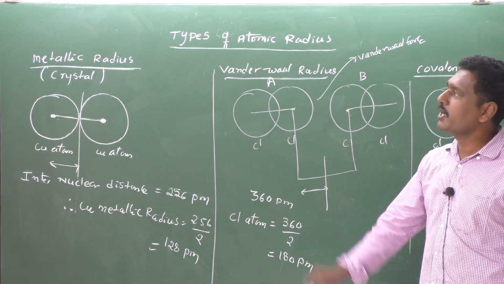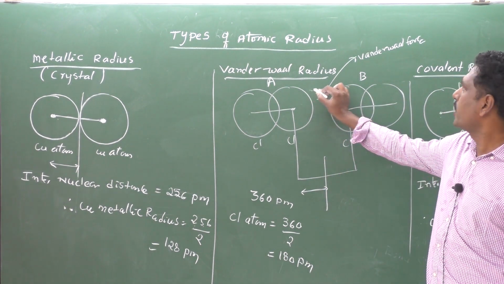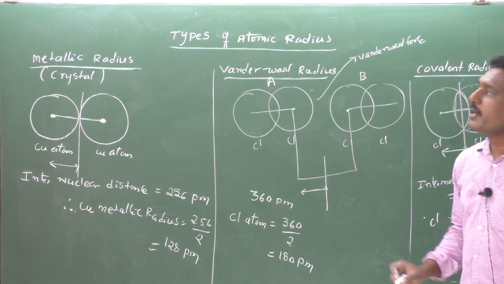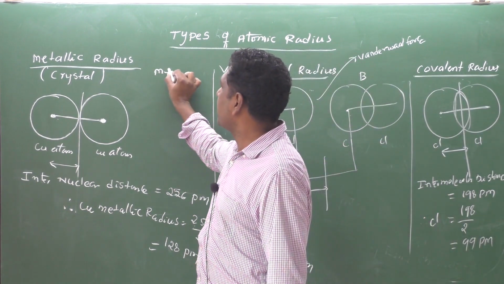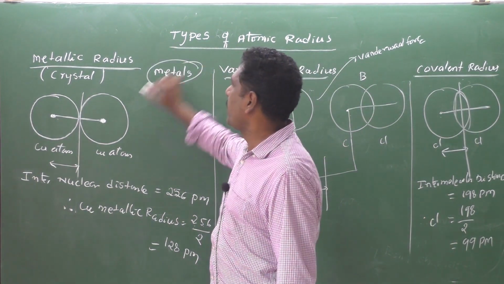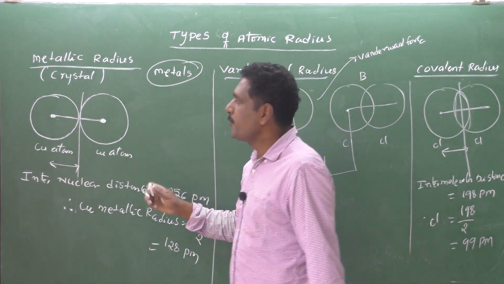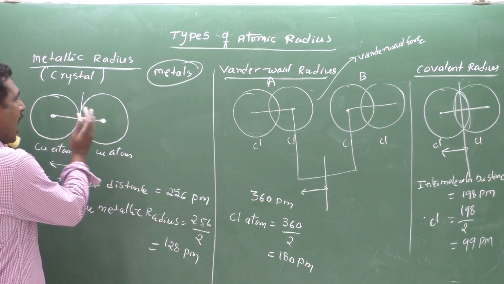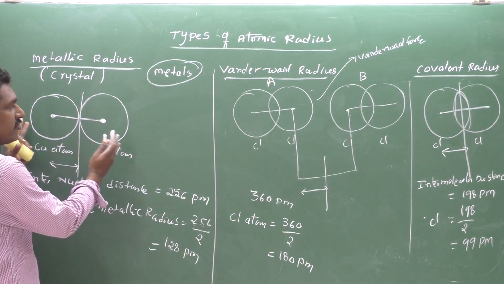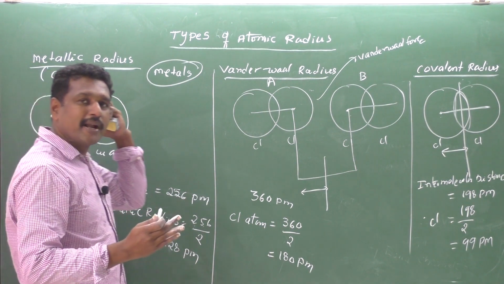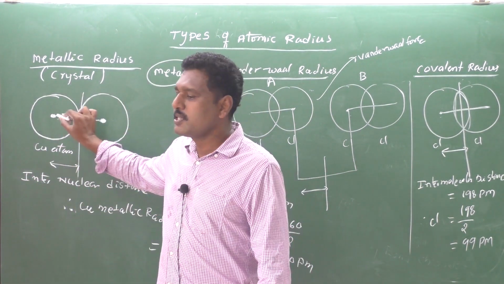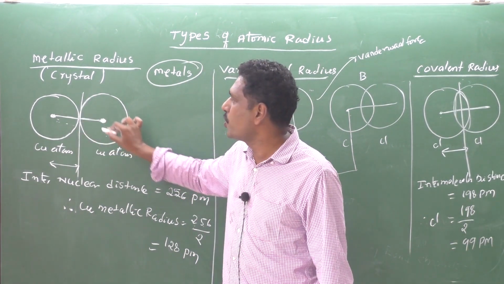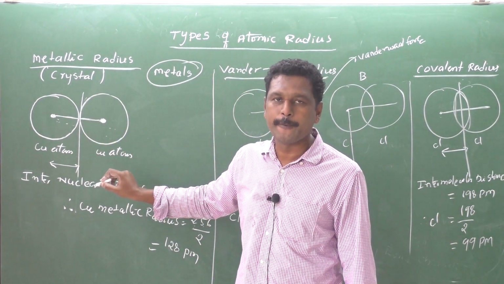So types of atomic radius are of three types. First one, metallic radius. Second one, van der Waal radius. Third one, covalent radius. Metallic radius is applicable only for metals. In a metal crystal, two metal atoms are connected by a metallic bond. It is half of the internuclear distance between two adjacent atoms in a metal crystal.